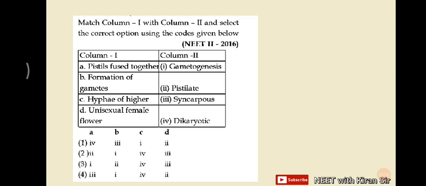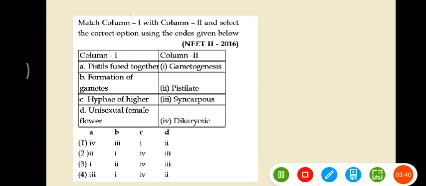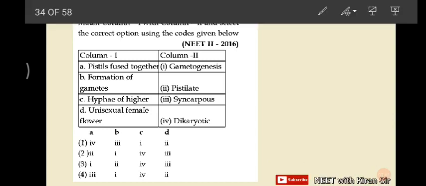Okay, next one. Match column 1 with column 2 and select the correct option using the code given below. First, a pistil with carpels fused together is called syncarpous; I will write it as A. Then formation of gametes is called gametogenesis. The hyphae of higher fungi are called dikaryon. And unisexual female flower is called pistillate.